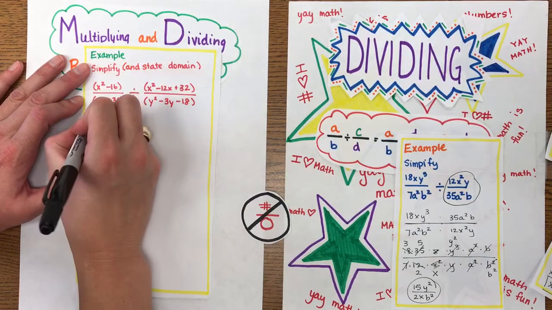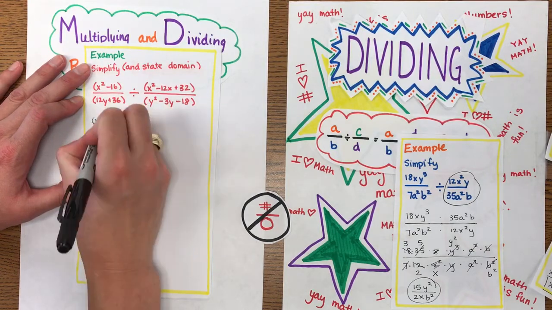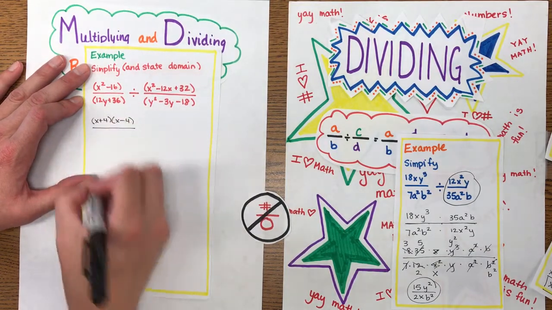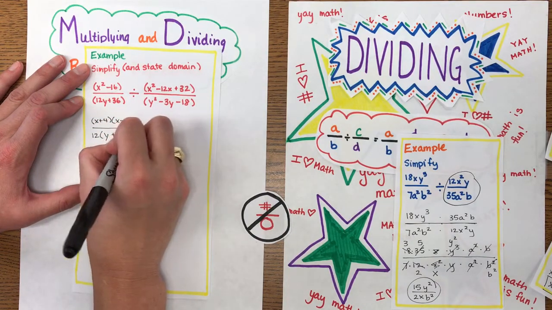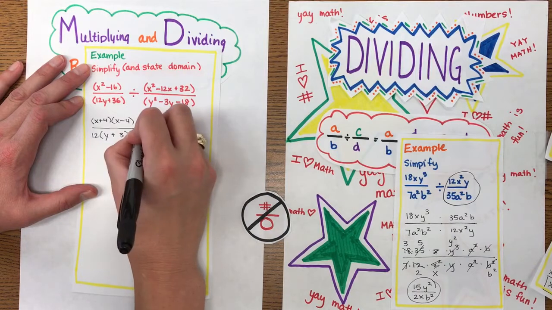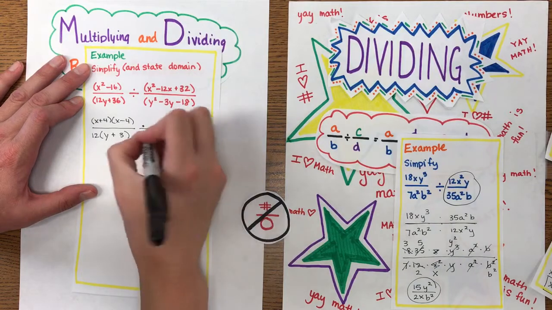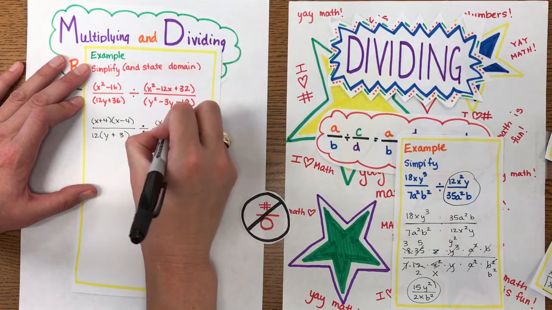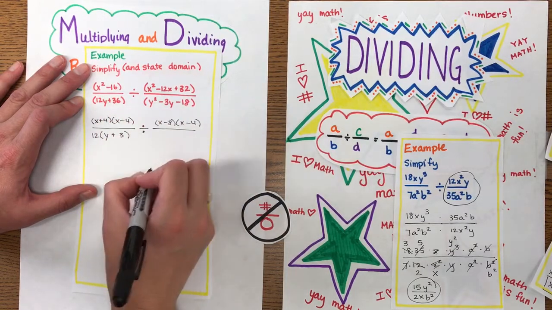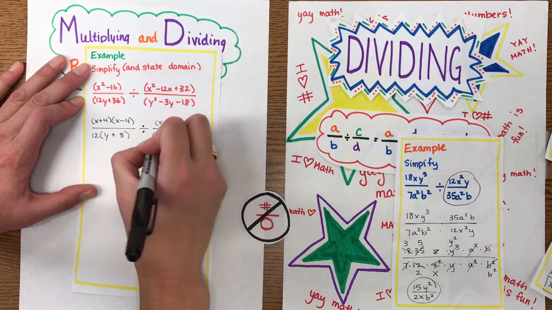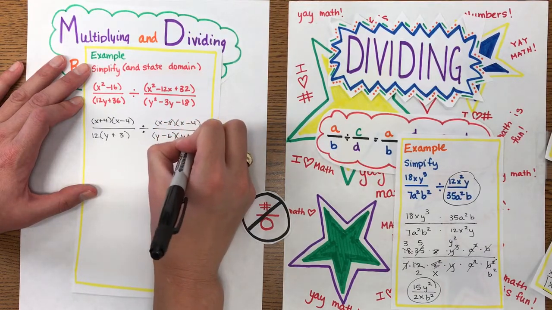So to fully factor, x squared minus 16 becomes x plus 4 times x minus 4. 12y plus 36, I can factor out a 12, and I'm left with y plus 3, divided by x squared minus 12x plus 32, which is going to be x minus 8 times x minus 4. Y squared minus 3y minus 18 will give me y minus 6 times y plus 3.